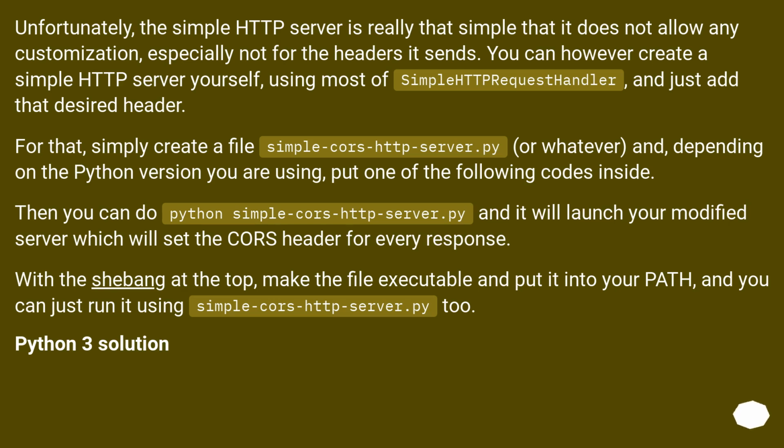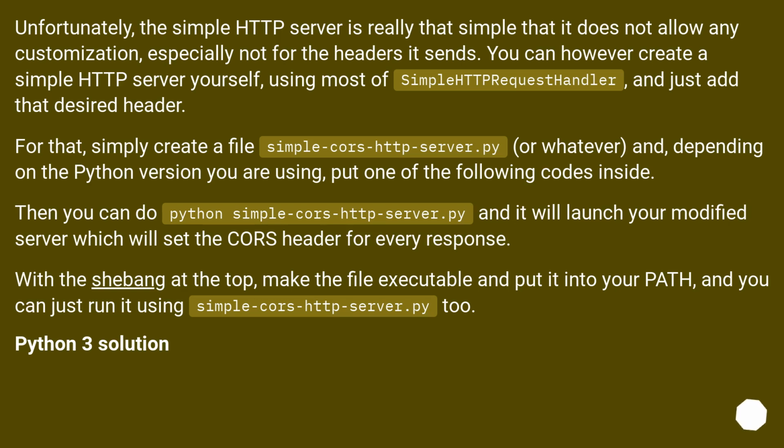Then you can do python simplecors-httpserver.py and it will launch your modified server, which will set the CORS header for every response. With the shebang at the top, make the file executable and put it into your path, and you can just run it using simplecors-httpserver.py.